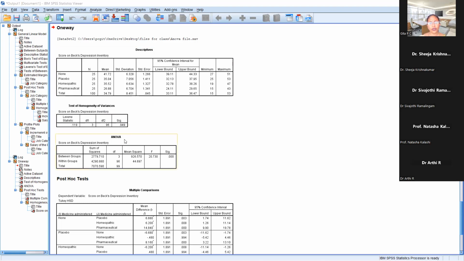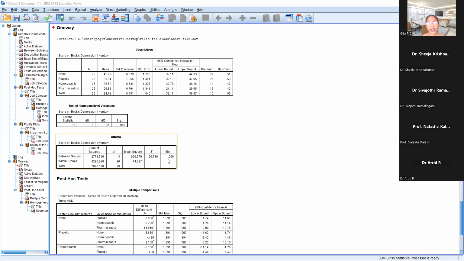So next, let's go to the ANOVA table. In this ANOVA table, you have to see the significant value. Before going to this, what is your null hypothesis? There is no significant difference in the means of the different groups of treatments with regard to the depression score. So that is your null hypothesis.